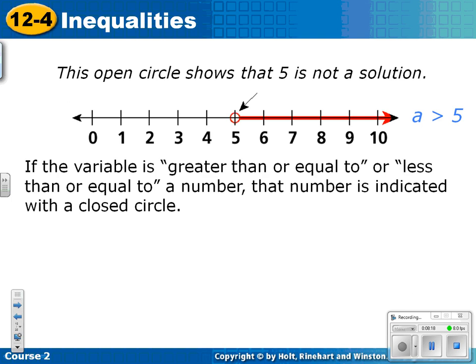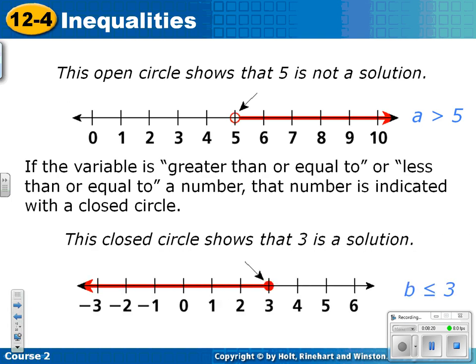And so then we have another problem here. B is less than or equal to 3. Well, we have to include 3, so we draw a dot at 3, and then we decide the alligator is going to eat everything that way. Well, basically that way.